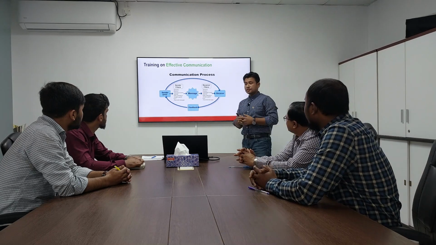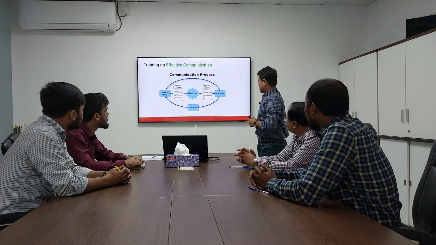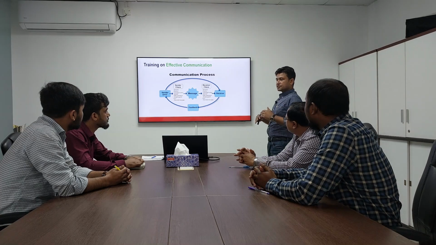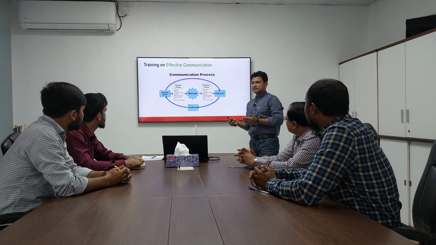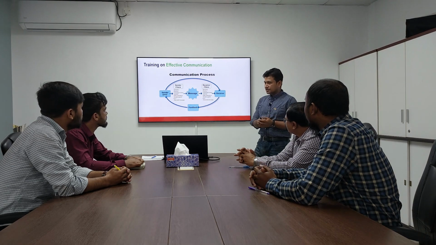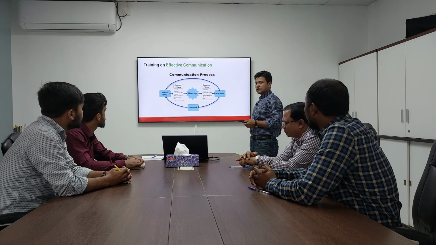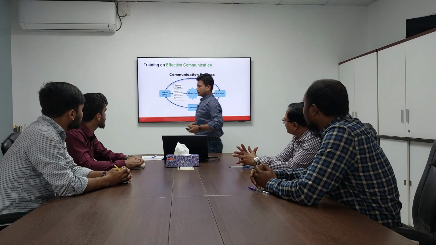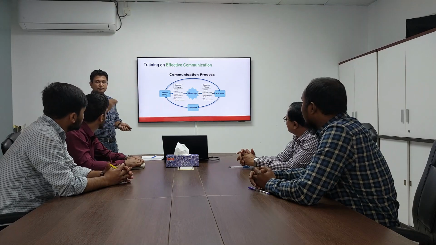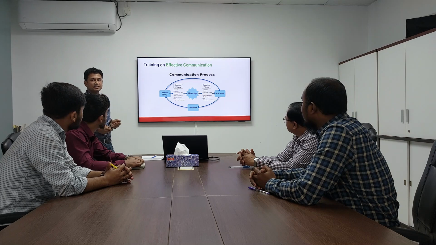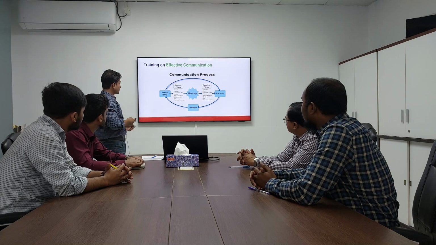Effective communication has a process. Here the main two parts are the sender, who sends the message or communication information, and the receiver. In between is the message. So the main objective is the message. The sender sends the message and the receiver receives it, and some phenomena happen here.